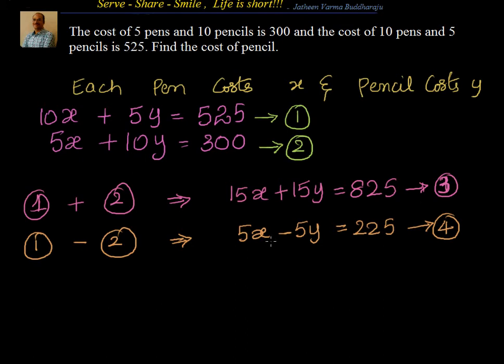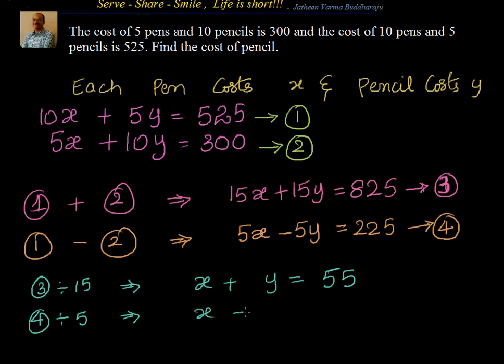Now you divide equation 3 by 15. Don't ask me why you have to divide, because we know that 825 will go in 15. I am hoping that it will not give any fraction. x plus y, 825 by 15 is 55. So we are good to go. Similarly, let's divide equation 4 by 5 because I see 5x minus 5y. Can I write down x minus y equal to 45?